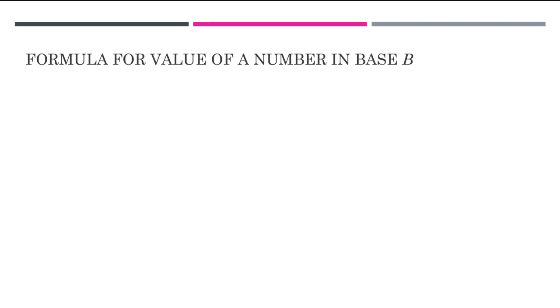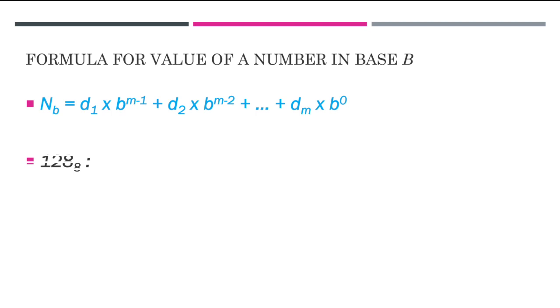The formula for the value of a number in base b, once again to recap, is the first digit times the base raised to the m minus 1, m once again being the total number of digits in the number, plus the second digit times base b raised to the m minus 2. Keep going and going until you reach the final digit times base b raised to the 0 power.